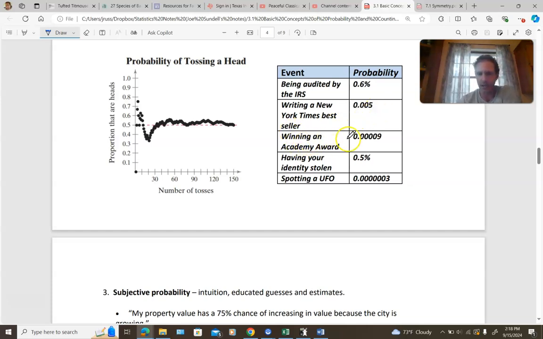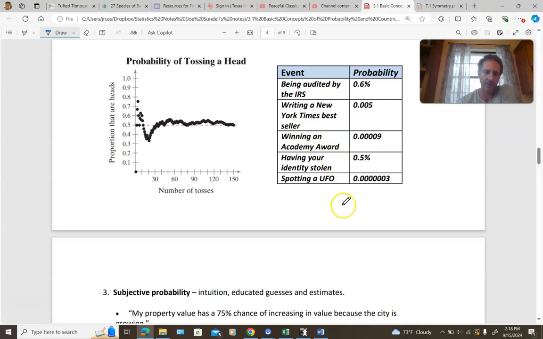And then winning an Academy Award, the probability of doing that is even less. And having your identity stolen. Some people might be surprised that it's as low as it is. Spotting a UFO, so this appears to have the lowest probability here.